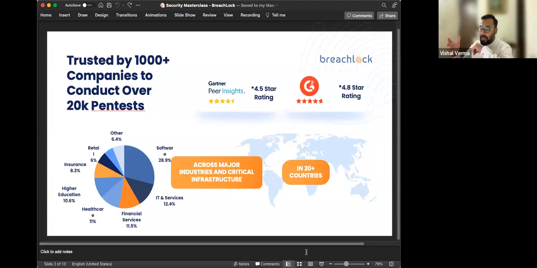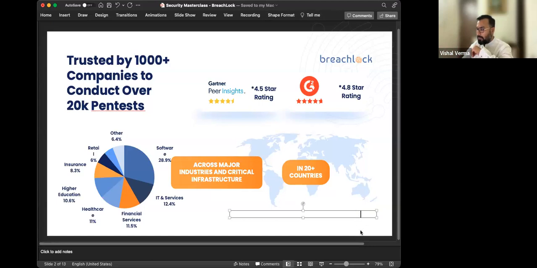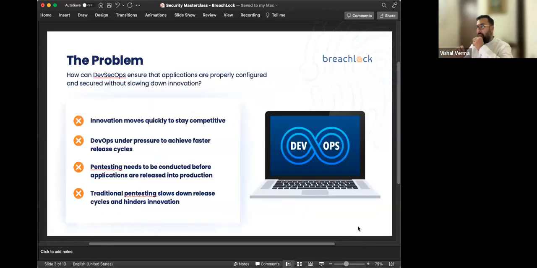Let's dive in and look at the problem statement first, while talking about why we need to include pen testing automation, what value it brings to the table for our customers, and what the differentiator is that BreachLock brings when we talk about the pen testing as a service space, right? So, yeah, let's look at the problem statement now, right?